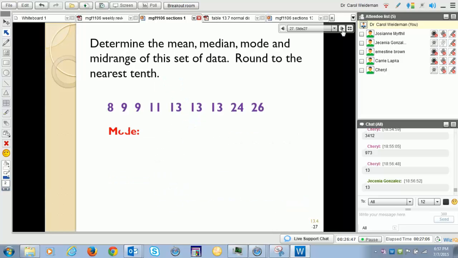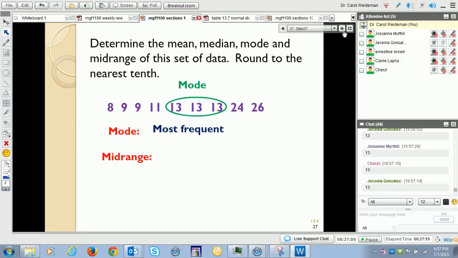And then what's the mode? What's the most common data value in this data set? Okay, it's also 13 this time, right? And then what's the mid-range? Okay, mid-range is lowest plus highest over 2. And in this case, that comes out to be 17.